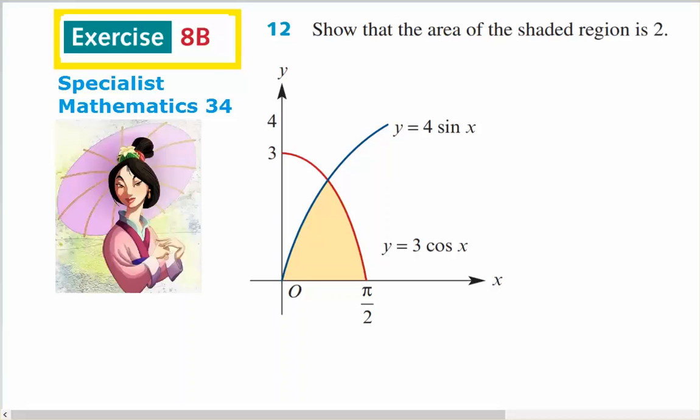This is for Year 12 Specialist. It comes out of 8B question number 12. Show that the area shaded yellow is 2. Okay then, so I know that I need to find this intersection point.